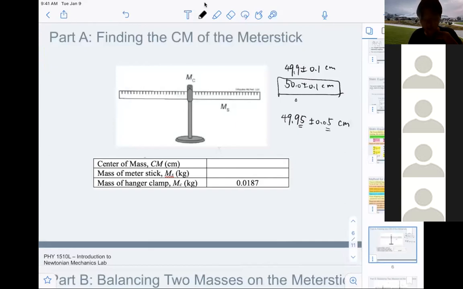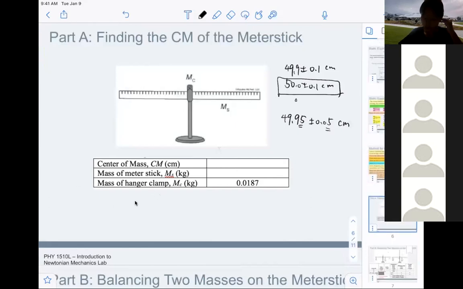Okay? The mass of the meter stick, they did not measure it right away. They actually measure it later in the lab. So you just have to wait until the later parts of the lab, and you can read the data. So part A is simply getting the basic information about the meter stick. Part B and C are where you're adding weights to balance it.